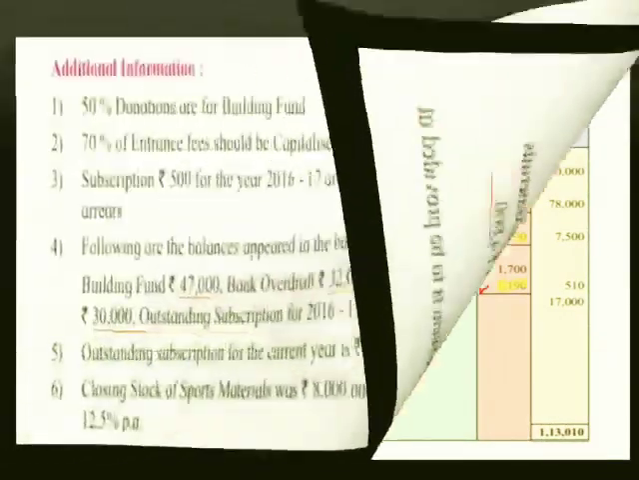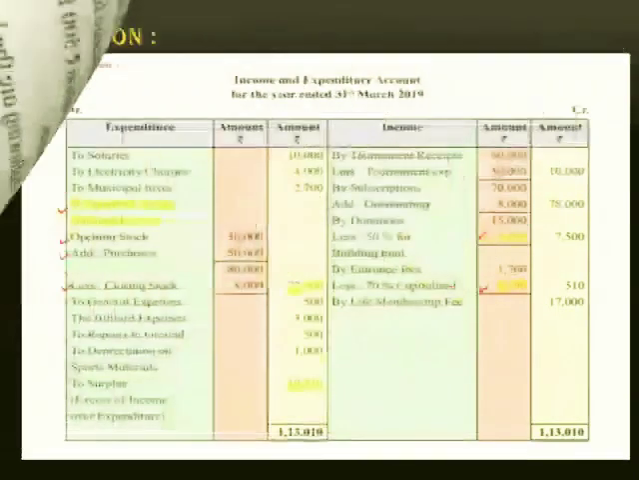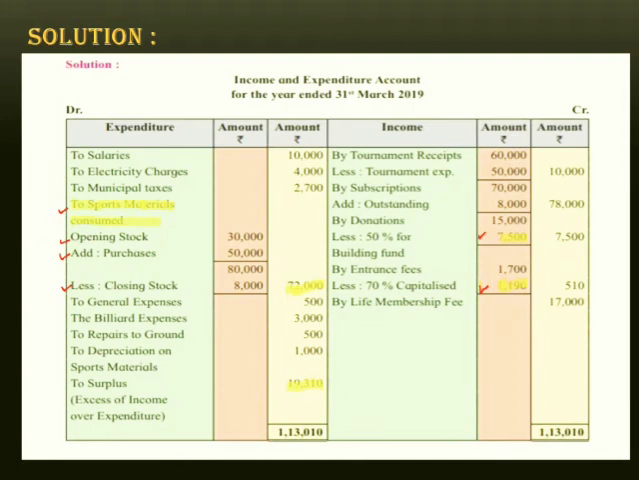Now we will take this outstanding subscription, the fifth adjustment, outstanding subscription for the current year 8,000, we have written over there, and again the second effect will go to the subscription: add outstanding 8,000. Under the 70,000 we are adding 8,000 and getting 78,000 in the outer column.